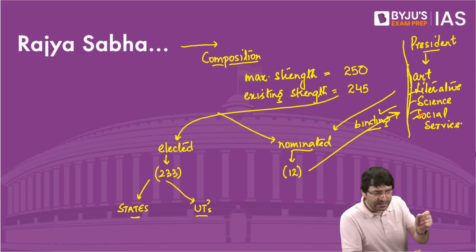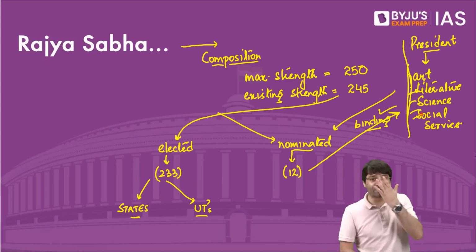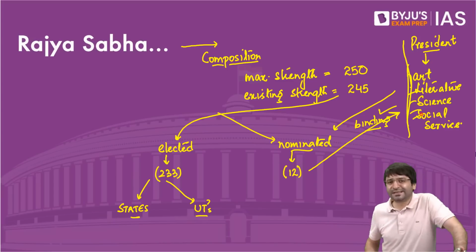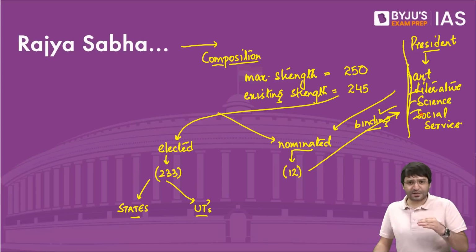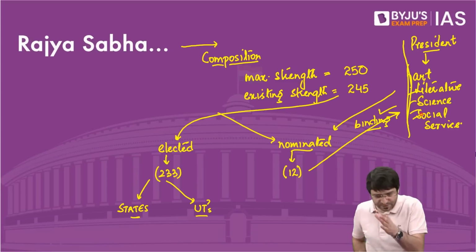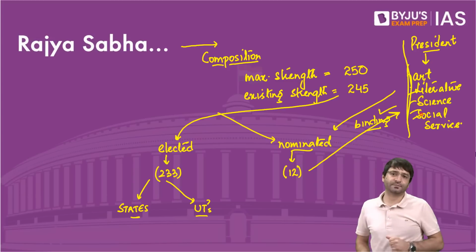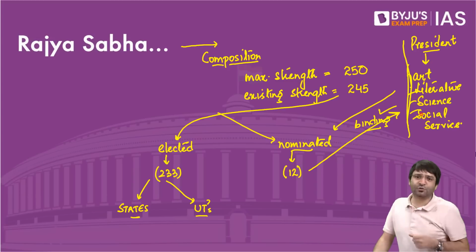Is nominating Ranjan Gogoi, who was the Chief Justice of India, to Rajya Sabha, is it violation of the separation of powers? No. Why? Because if Justice Ranjan Gogoi, as the Chief Justice of India, was nominated to Rajya Sabha, it would have been violation of separation of powers. Because a member of the judiciary cannot become part of the legislature as well.